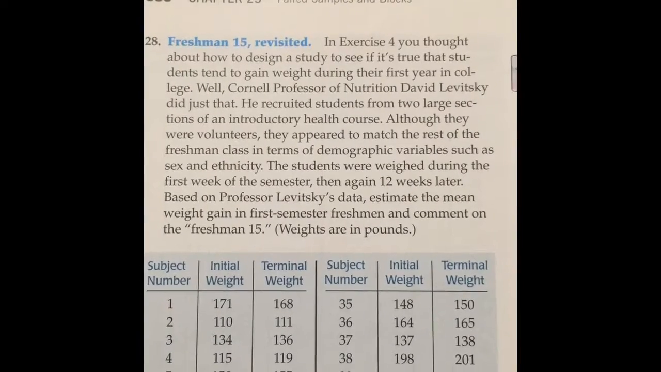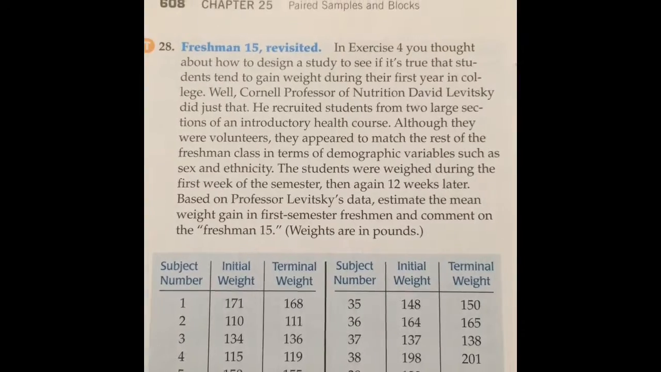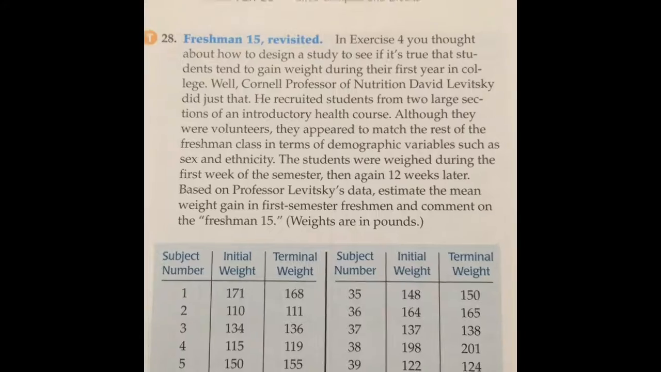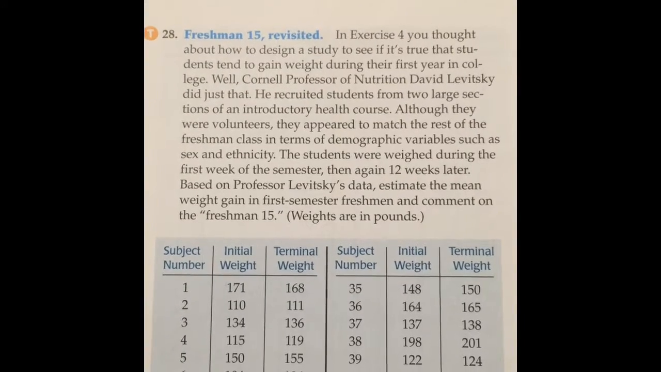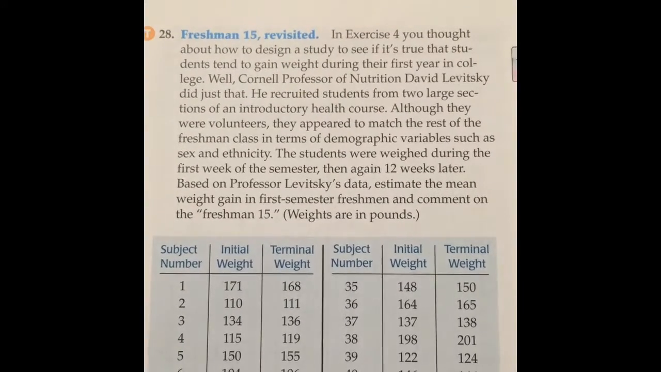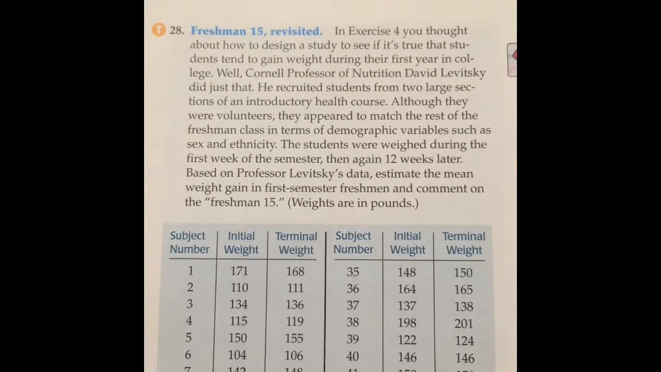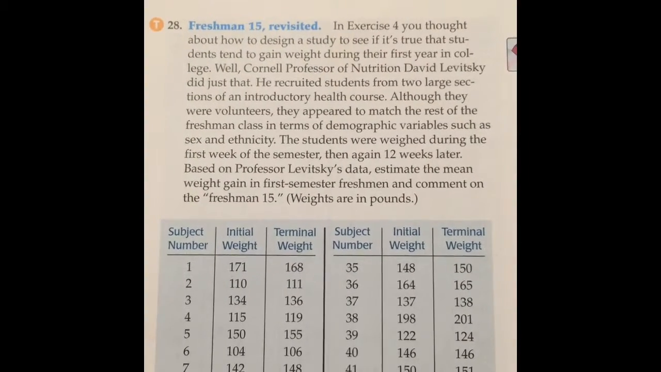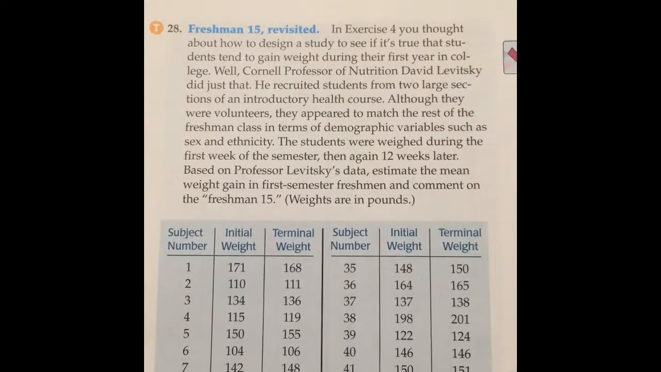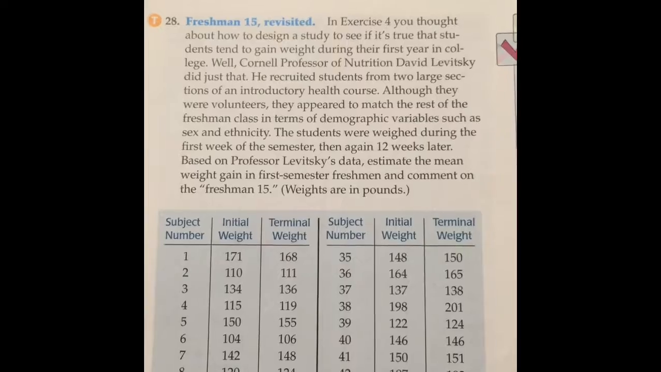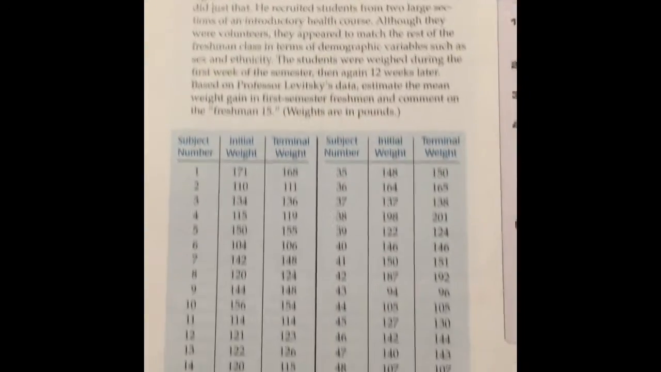Cornell professor of nutrition David Levitsky recruited students from two large sections of an introductory health course. Although they were volunteers, they appeared to match the rest of the freshman class in terms of demographic variables such as sex and ethnicity. The students were weighed during the first week of the semester and then 12 weeks later. Based on Professor Levitsky's data, estimate the mean weight gain in first semester freshmen and comment on the freshman 15.